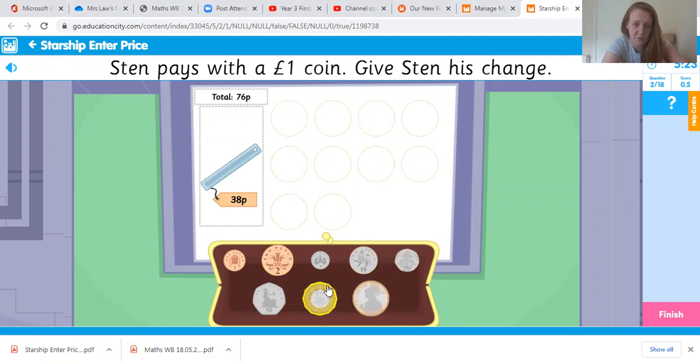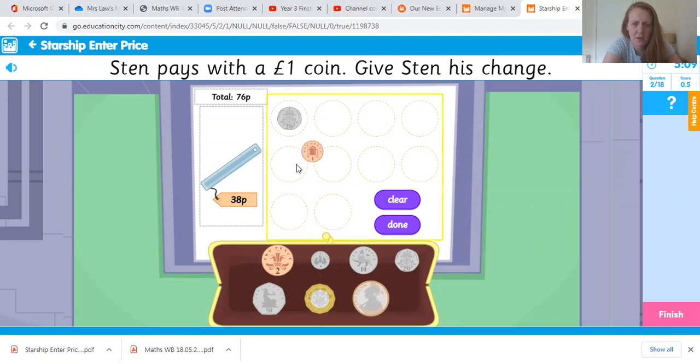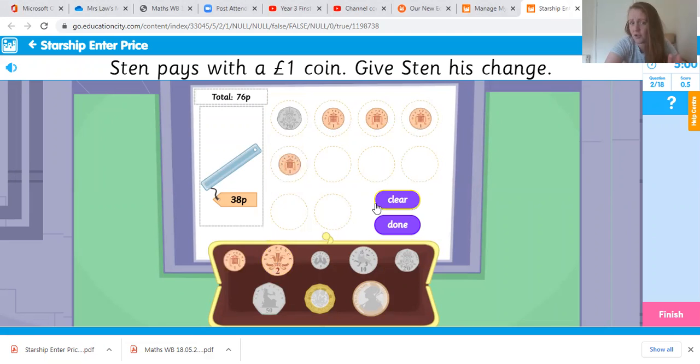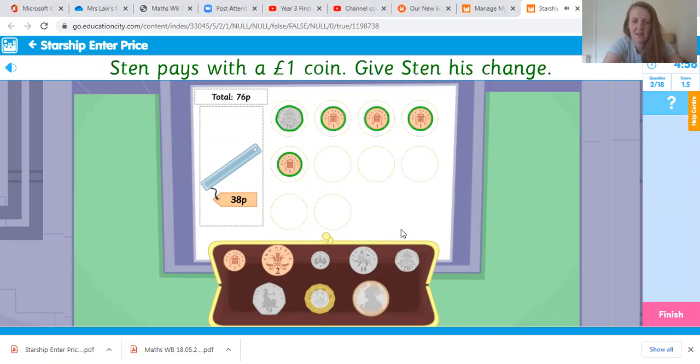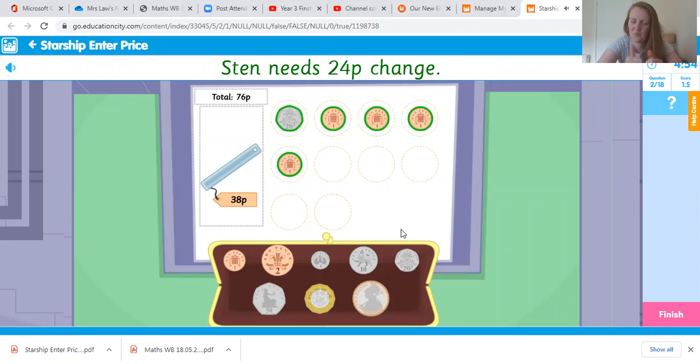Now you can do this in lots of different ways. You could do 5, 10, 15, 20, and then 2 and 4. You could do a 10 and a 10 to make 20, and a 2 and a 2 to make 4. You could do a 20 pence piece and 4 ones. 1, 2, 3, 4. So you can choose which way you do it because we've done the calculations. We know what his change is. Sten needs 24 pence change.